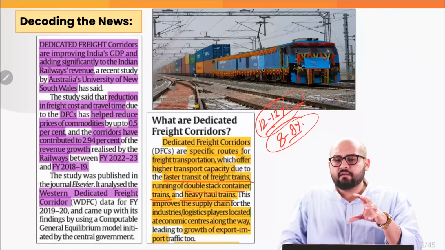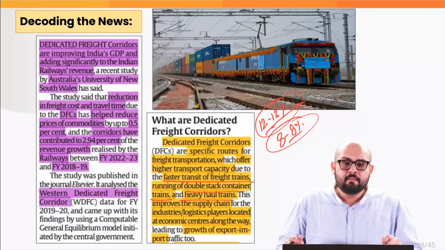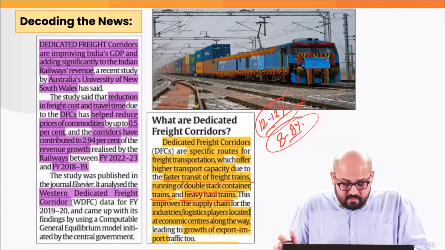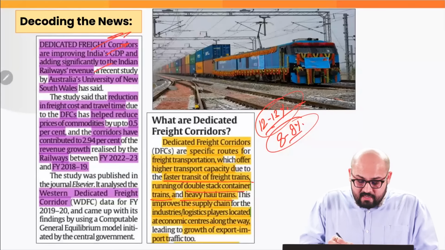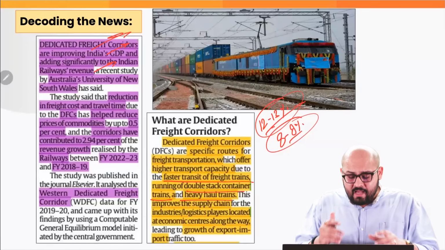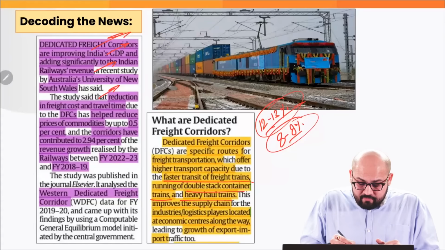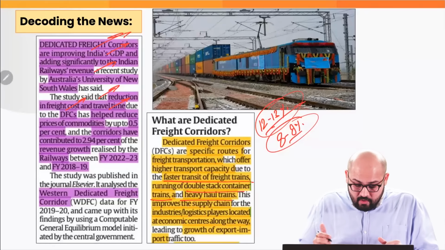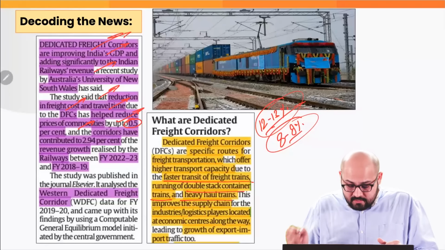And how can we do that? We can do that by making these transportation services more efficient, right? More time responsive, right? So what the article says is the dedicated freight corridors are improving India's GDP and adding significantly to rail revenues, the research has shown. Now, this study has shown that it has led to the reduction of freight cost and travel time due to the DFCs, and helped to reduce the prices of commodities by up to 0.5%.